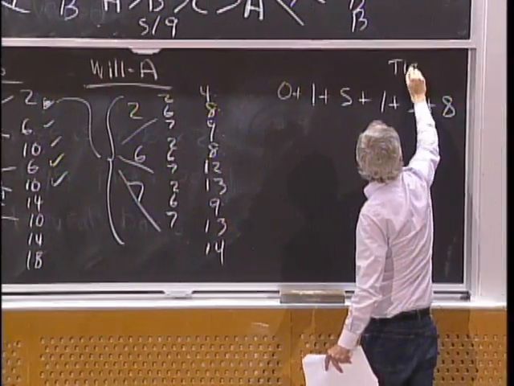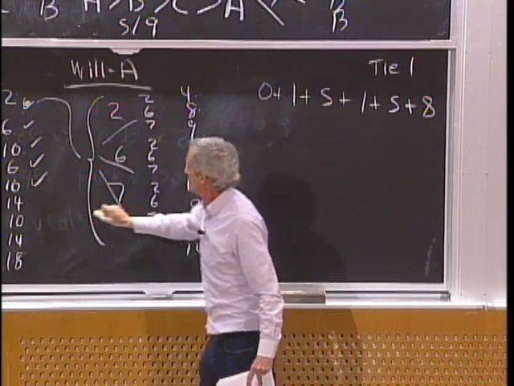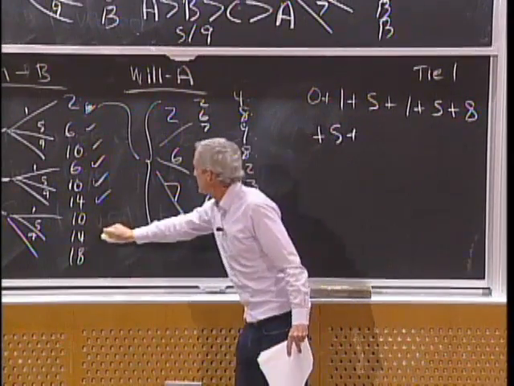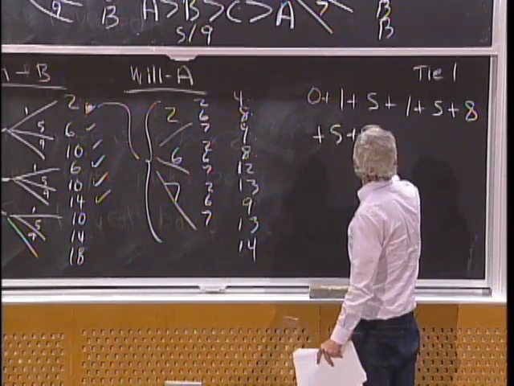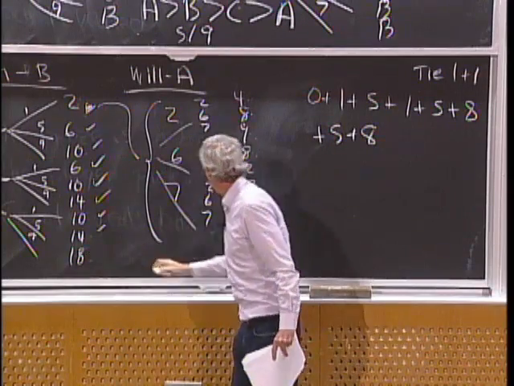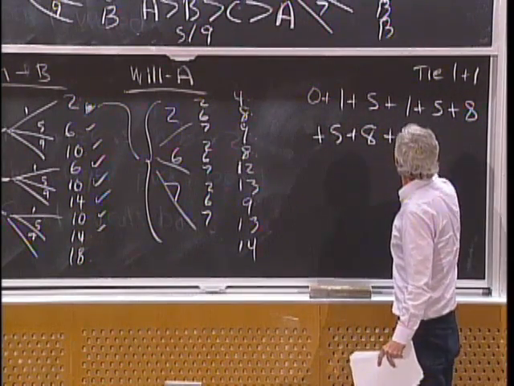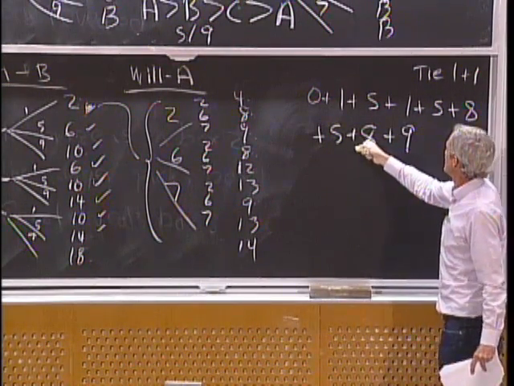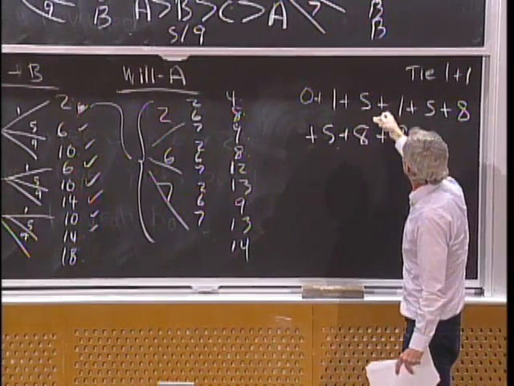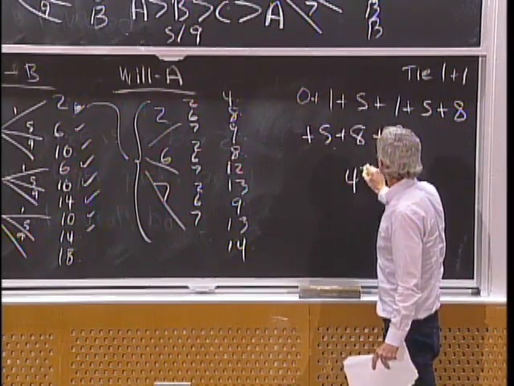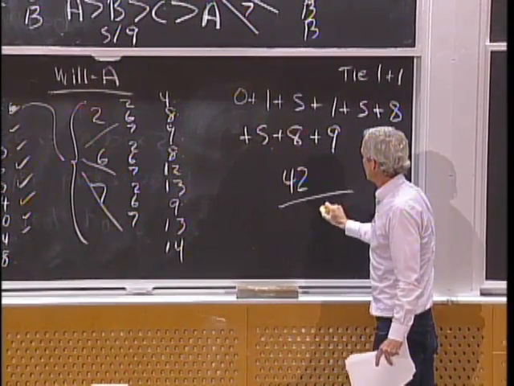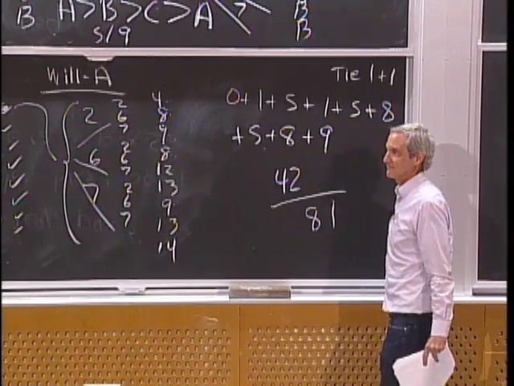A tie. 1. 10 we already got was 5. 14 we already got was 8 and a tie. And finally I get 18 wins every time. So let's add this up. I got 17, 22, 30, 35, 36, 41, 42 times plus half the ties out of 81.